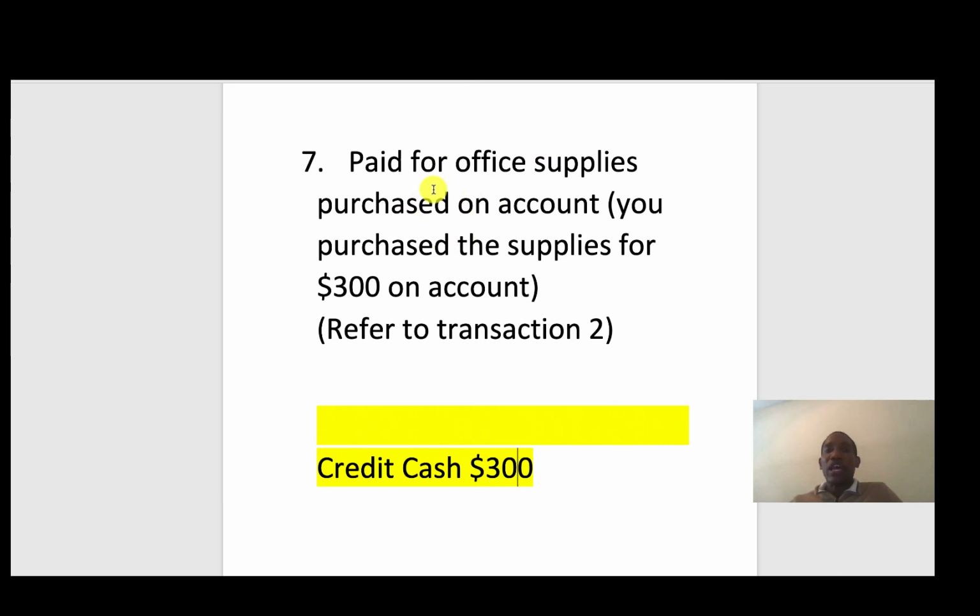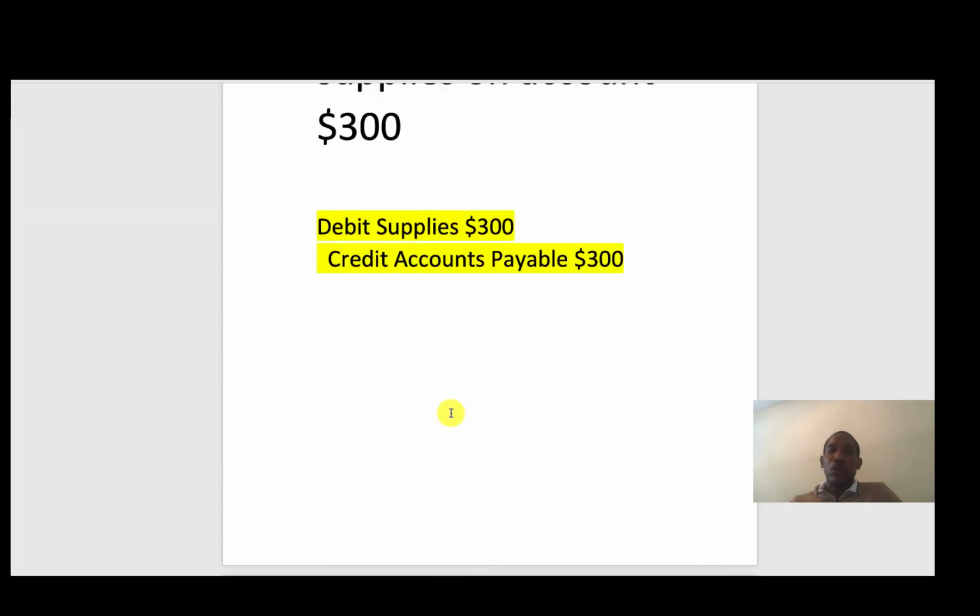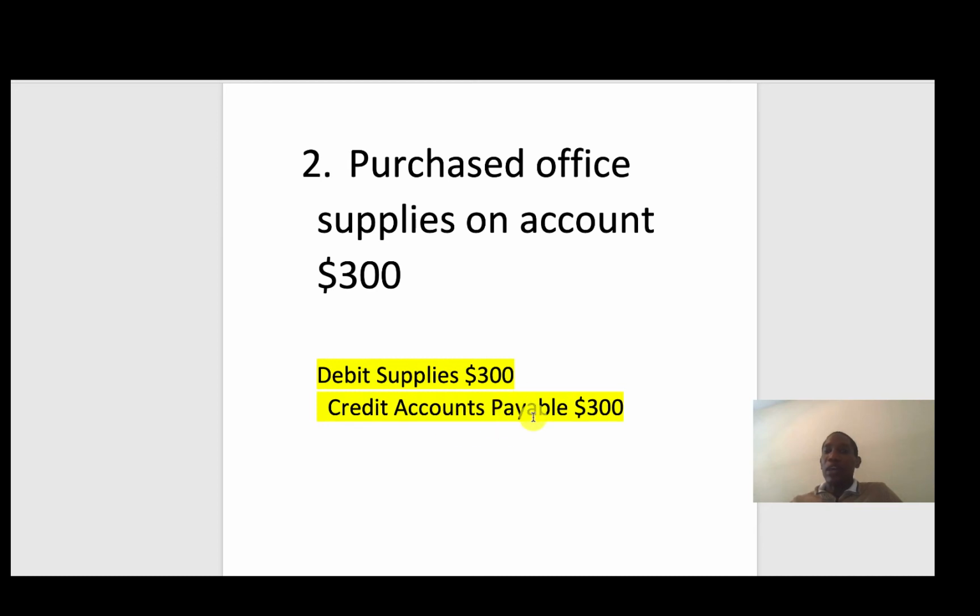Well, what is going down, right? If we pay something, what has to go down? Well, in this case, whenever you're paying something off, remember, if you look at transaction 2, what went up? Accounts payable, right? We debited supplies and we credited accounts payable because we owed whoever it was $300 in cash. So whenever you owe money, you put it in accounts payable. So what do you think is going to happen to accounts payable when we pay the accounts payable? Well, when you pay off this balance, the accounts payable goes down.